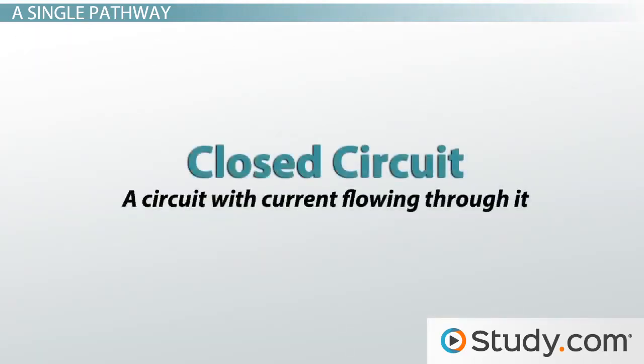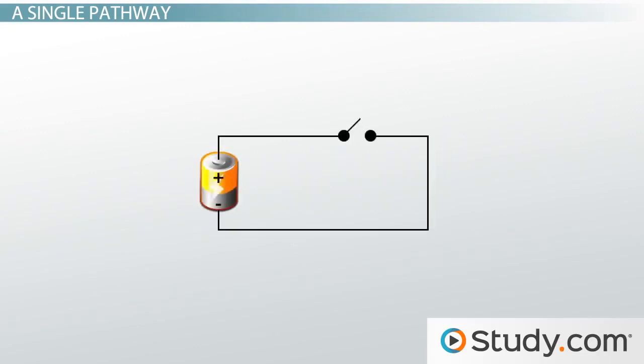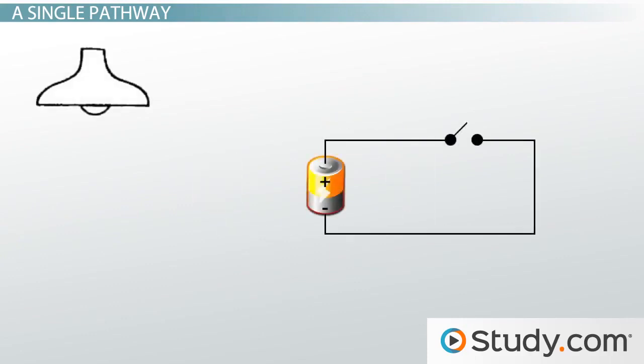A closed circuit is a circuit with current flowing through it, and an open circuit is a circuit with no current. We say the circuit is closed or open, but really we're talking about a switch being closed or open. If the switch is open, the loop isn't connected, so there's no current. But if we close the switch, we complete the circuit by closing the loop so current can move through it. Closing or opening the circuit is as simple as flipping a light switch.